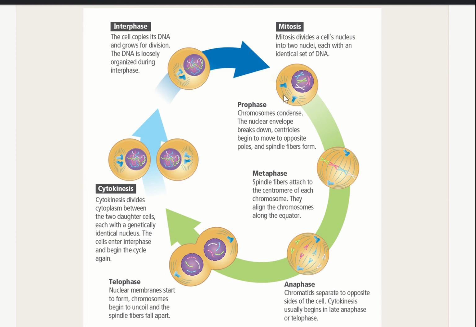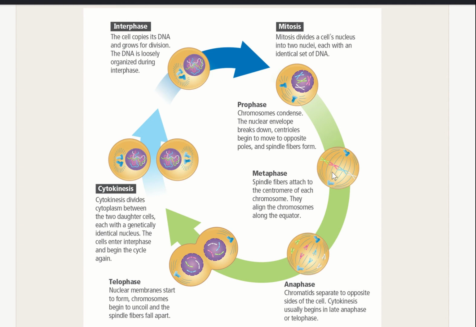So in prophase, what's going to happen is the chromosomes are going to condense and the nuclear envelope is going to go away. So we're going to lose the nucleus, and now the chromosomes are going to have the entire cell to work with. And then the centrioles are going to move to the poles. So they're going to start moving opposite one another, just like we think of the North Pole and South Pole being opposite on our planet. So these are going to move opposite.